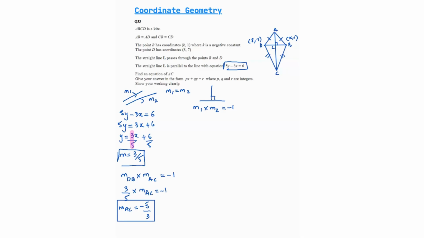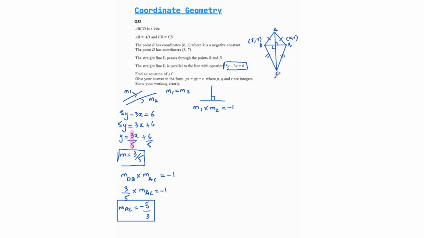Now we know L is passing through the points B and D. If we look at the diagram, we can see that the line AC is bisecting the line DB. Bisecting means that it's dividing into two equal parts because we have two congruent triangles on each side. So the line AC is passing through the midpoint of BD. If we find the midpoint of BD, we can use that to create the equation of the line AC. But to do that, first we need to find the value of k for point B. That can be done using the equation of the line BD.